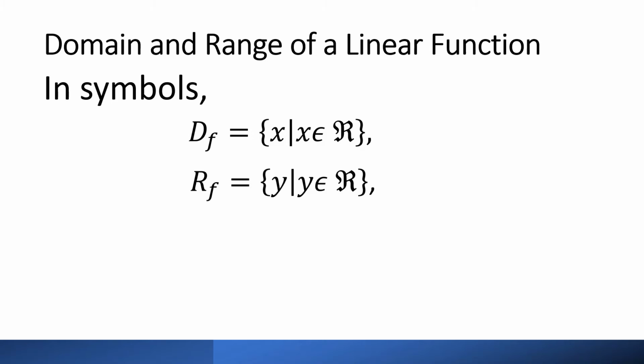On the domain, we have the domain of the function f is the set of all x such that x is an element of the set of real numbers. And for the range of the function f is the set of all y such that y is an element of the set of real numbers. So, ibig sabihin, when we talk about linear function, ang domain natin ay lahat ng real numbers at ang range natin ay lahat din ng real numbers.